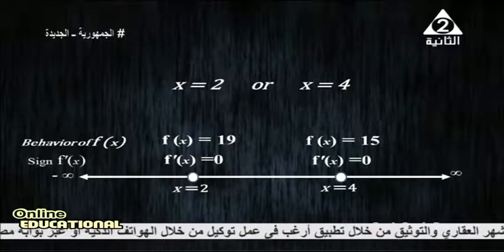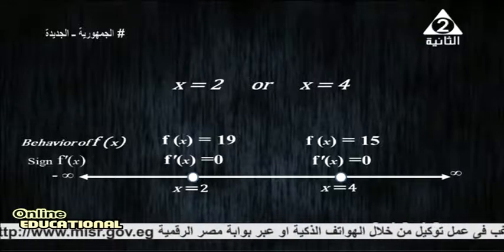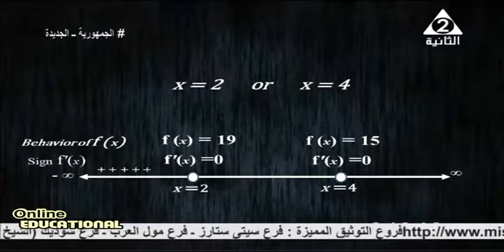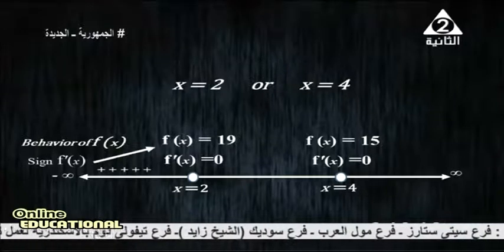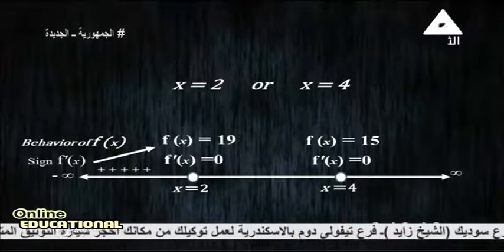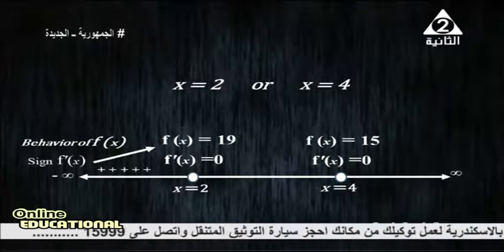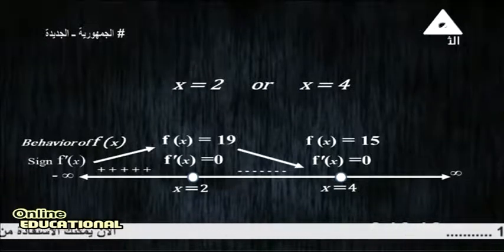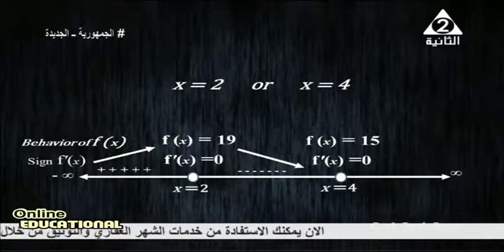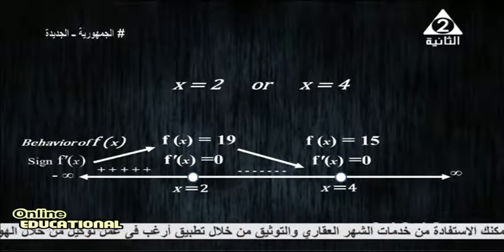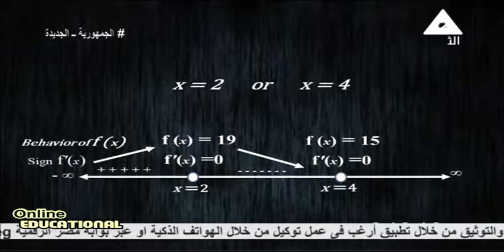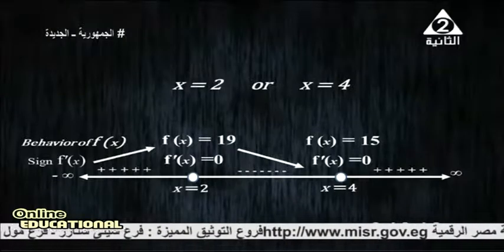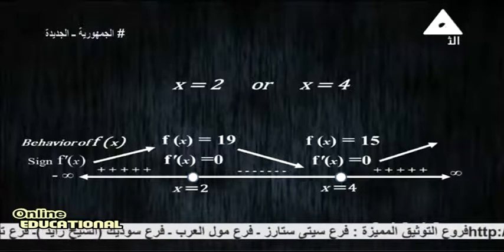In the first interval, from negative infinity to 2 open, the sign is positive and the function is increasing in this interval. In the open interval 2 and 4, the sign of f dash is negative and the function is decreasing in this interval. In the last interval, open 4 and infinity, the sign of f dash x is positive and the behavior of f of x is an increasing function.